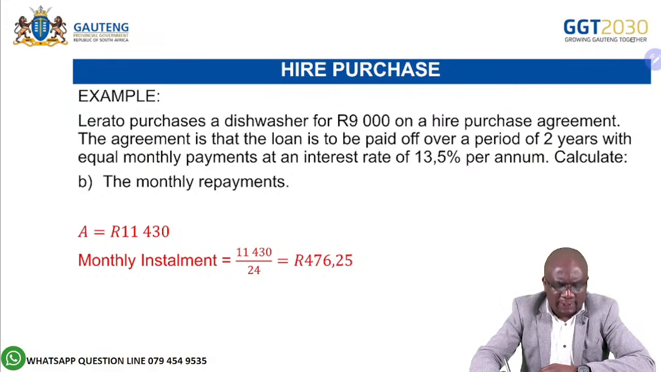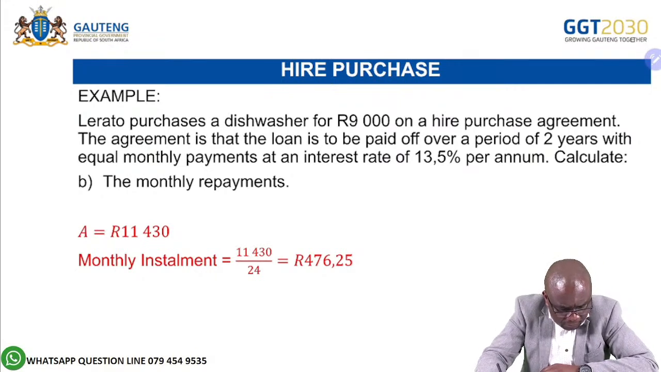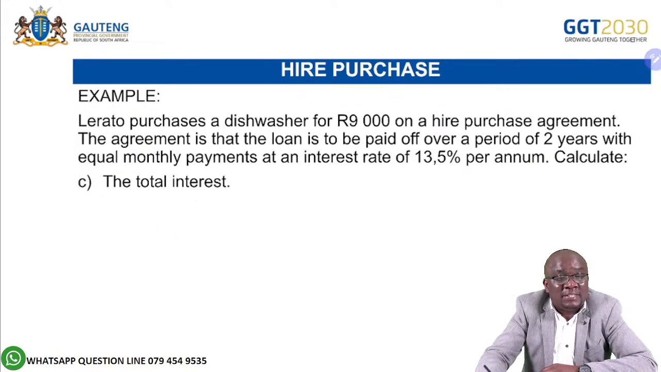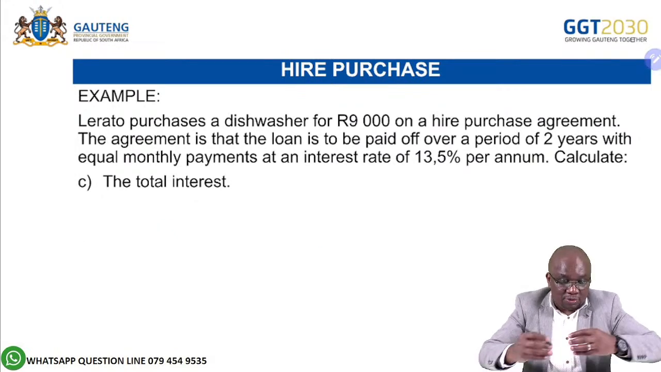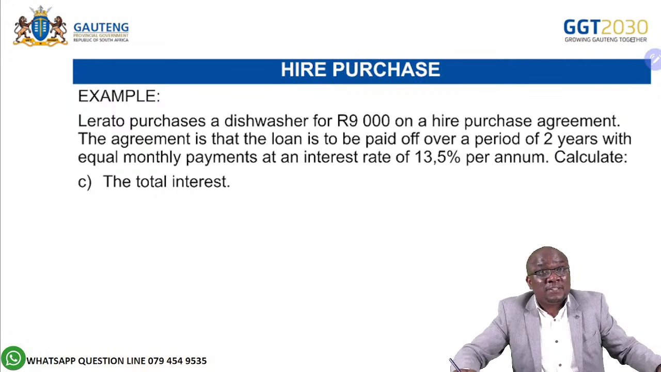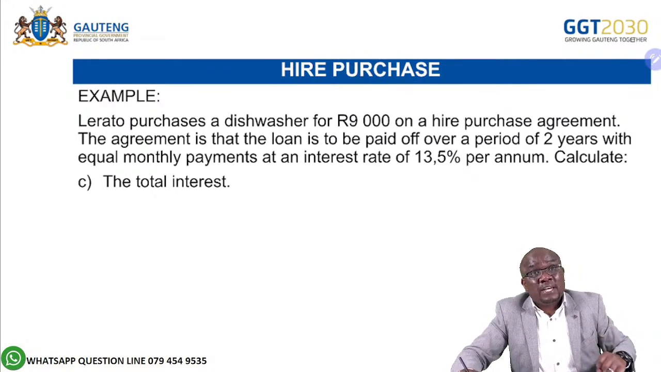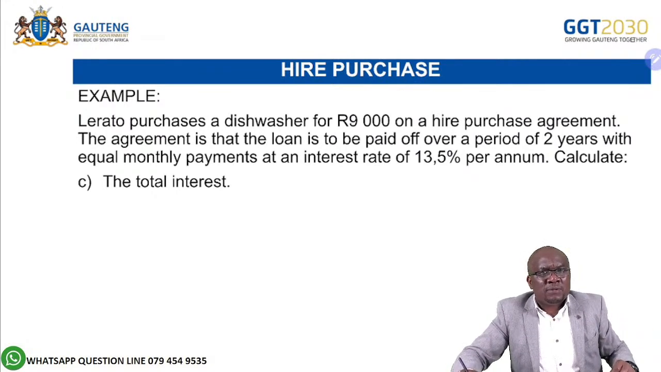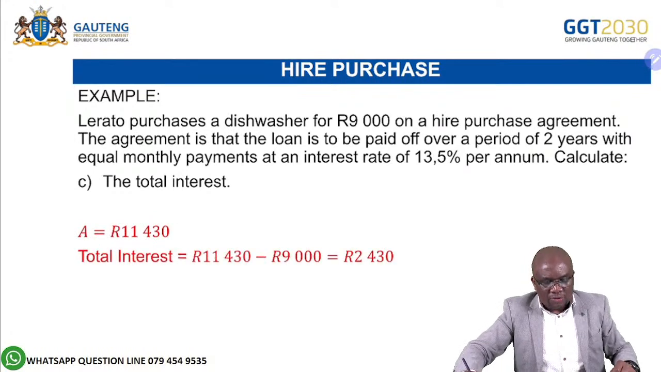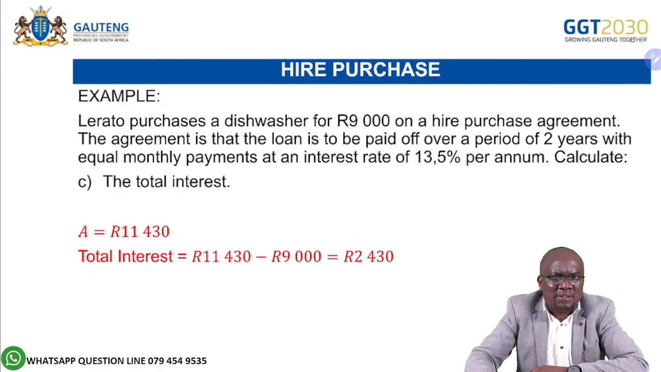Okay? Right. Now, we have question C. What is the total interest? Remember, Lerato is going to pay 11,430 instead of the 9,000 cash. So how much interest did she pay here? Or is she going to pay? It's going to be 11,430 minus 9,000. So the interest of 2,430.